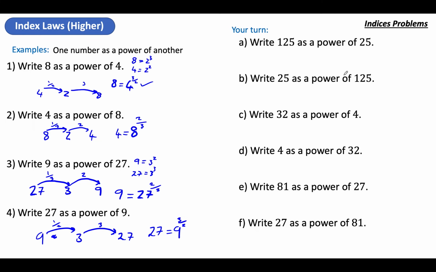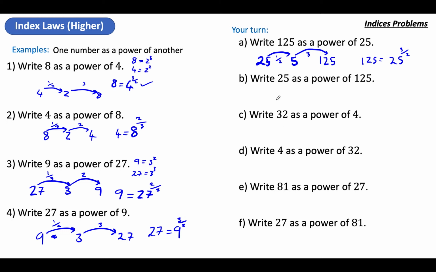Let's unpause. Okay, right, 125 as a power of 25. So we want the 25, so we'll put that first. The common power here is 5, isn't it? 125 is 5 cubed, 25 is 5 squared. And we're going to go up to the number that we want, 125. Right, 25 to 5, you have to square root it. And then 5 up to the 125, you're going to cube it. So 125 could be written as 25 to the power of, put the half and the 3 together, multiply those two together to get 3 over 2, because 3 lots of a half is 3 halves, yeah?